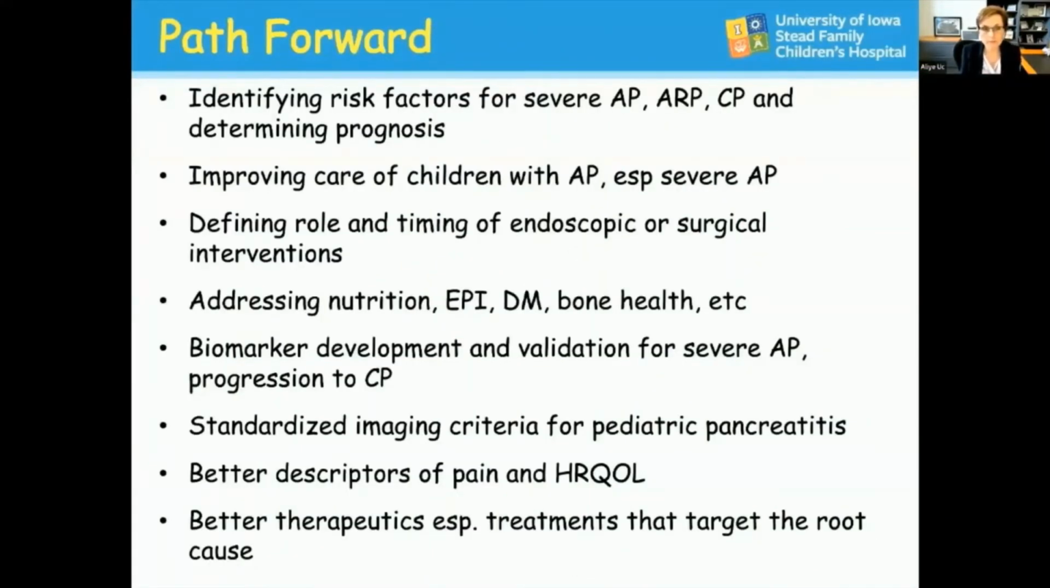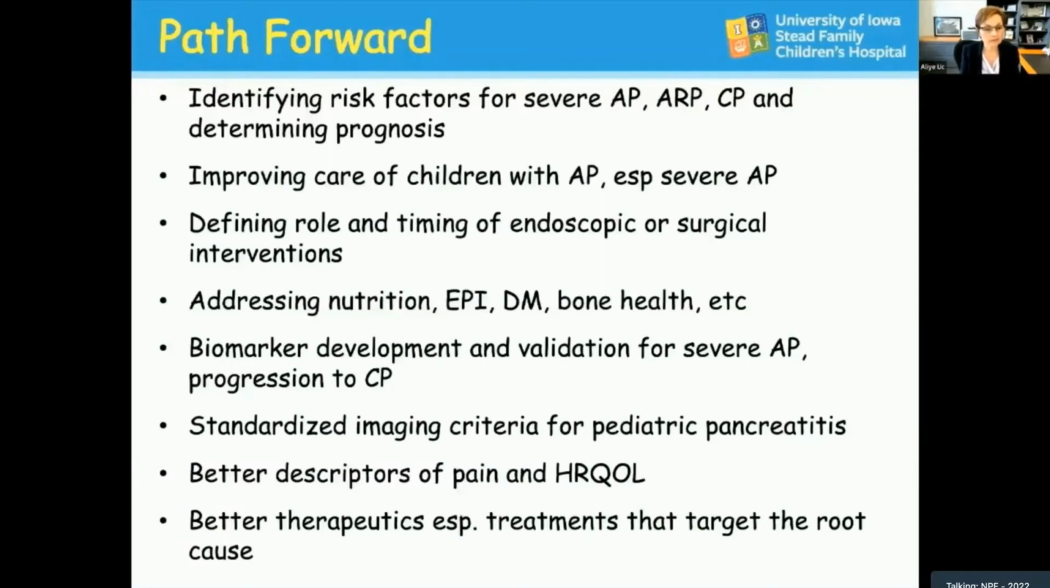So where can we possibly go from here? I mean, if we think about it, in the 1990s, we were just understanding that pediatric pancreatitis is actually an entity. And now we're coming up with diagnostics and prognostics. So where do we go from here in this short history of pediatric pancreatitis? I think identifying the risk factors for severe acute pancreatitis, acute recurrent and chronic pancreatitis, and how can we determine prognosis going forward, and improving the lives of the children and the care, especially for children with severe acute pancreatitis.